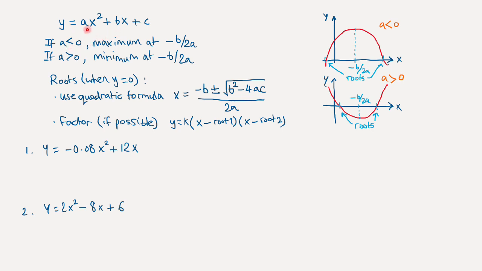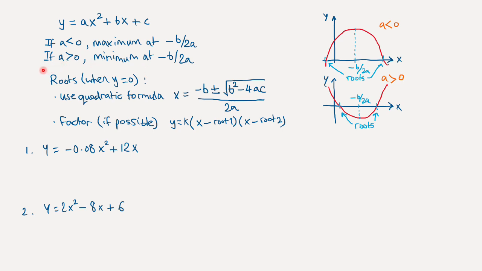If that first constant in front of the x squared, a, is negative, then the quadratic function has a maximum, and that maximum is at the value x equals minus b over 2a. Conversely, if a is positive, then the quadratic equation has a minimum at that x value, minus b over 2a.